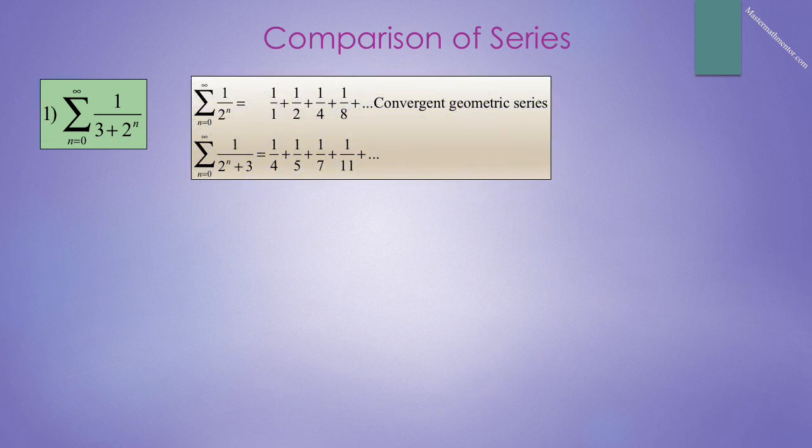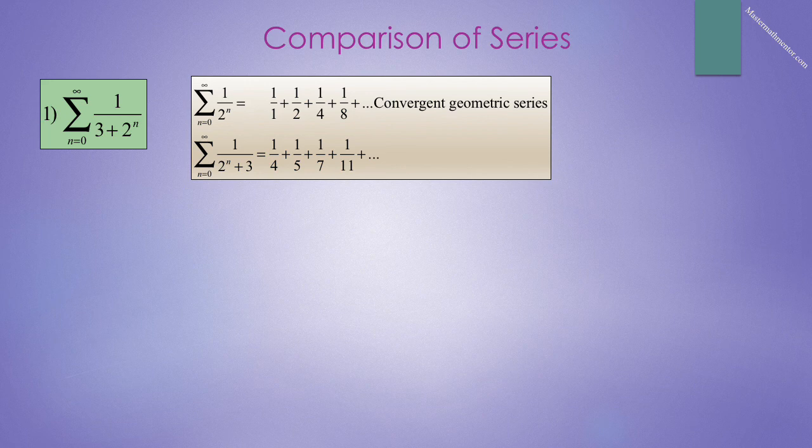We realize that 1 over 3 plus 2 to the n is similar to 1 over 2 to the n, and that series is a geometric and convergent series. 1 over 1 plus 1 over 2 plus 1 over 4 plus 1 over 8 plus dot dot dot.